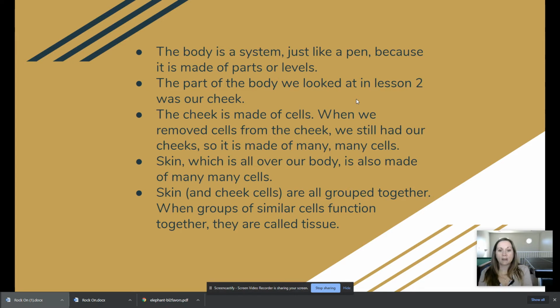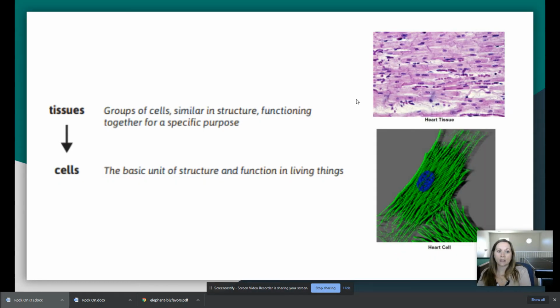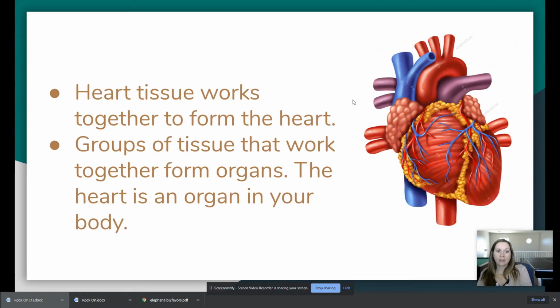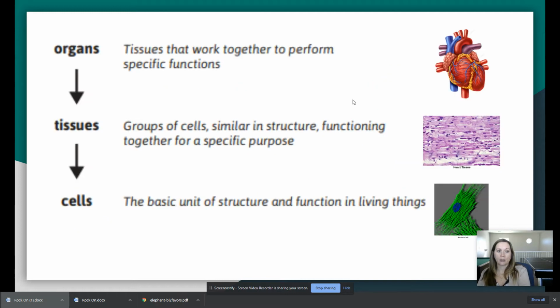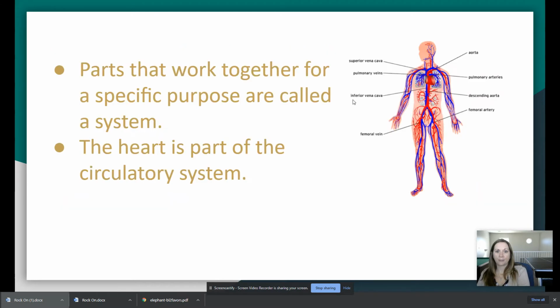When groups of similar cells function together, they are called tissue. So tissue is made up of groups of cells. Heart tissue works together to form the heart. Groups of tissue that work together form organs. The heart is an organ in your body. So cells group together to make tissues, and tissues group together to make organs.